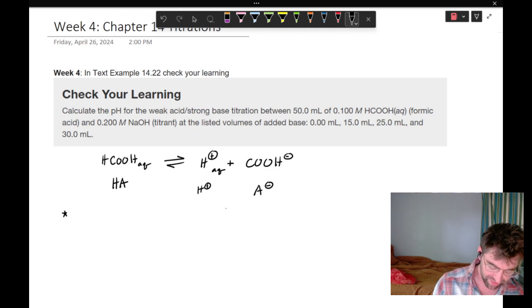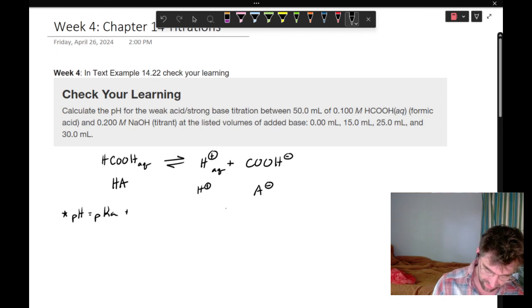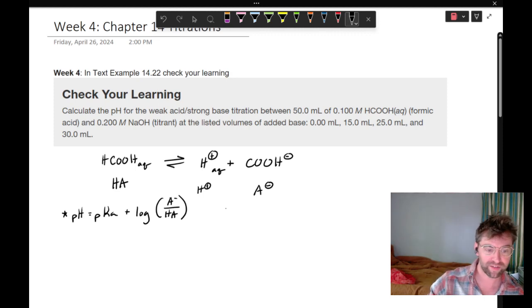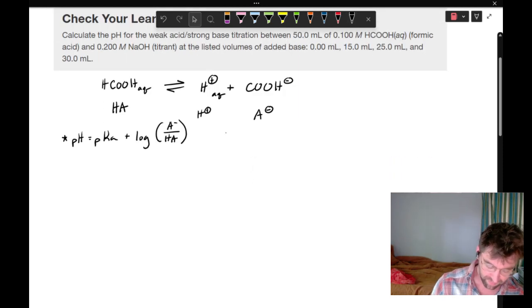Some other important stuff that we need to remember. This AHA mnemonic is helpful for remembering the order for your Henderson-Hasselbalch equation, and that's pH equals pKa plus the log of AHA, the concentration of conjugate base over the acid. That'll come in handy in a minute.